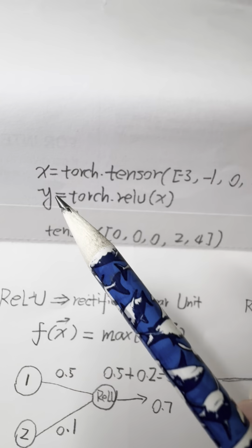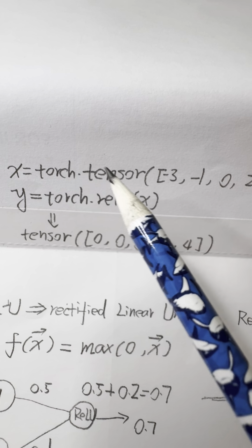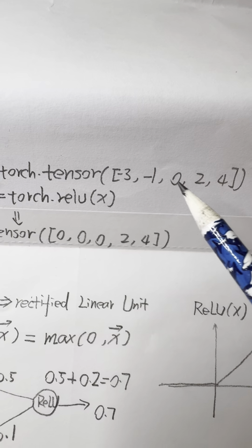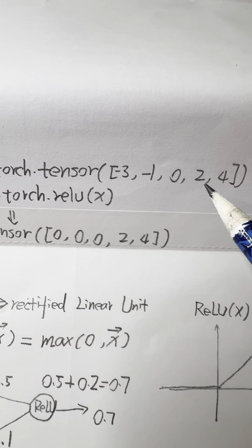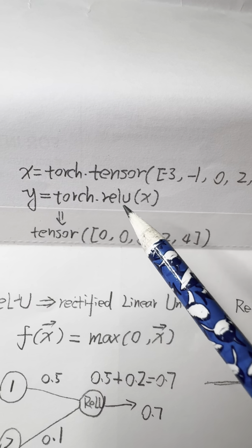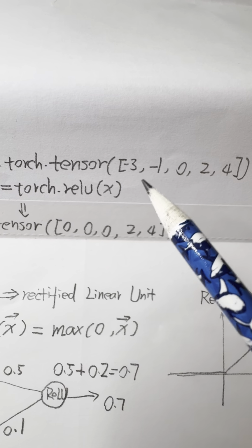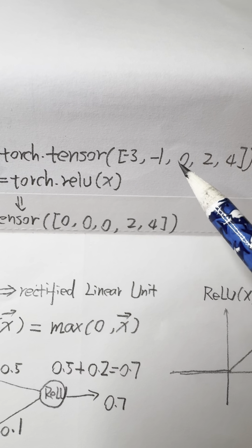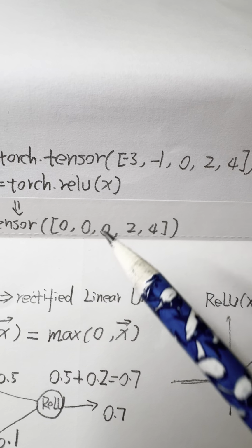In PyTorch, it can be used this way. We can call the torch.tensor function to create a tensor. This is a tensor with negative values and positive values. And then call the ReLU function. What this ReLU function does is turn anything that's less than 0 into 0. Also 0 stays 0, and all the positive numbers stay as they are, 2 and 4.